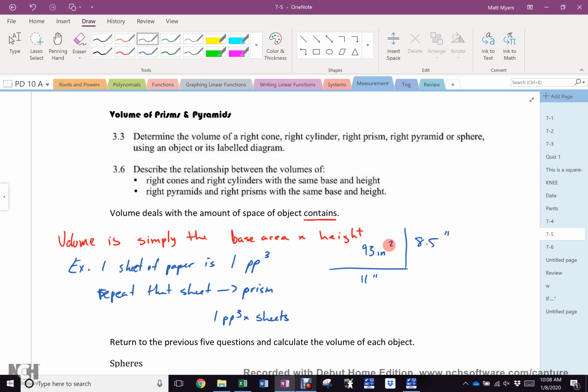Okay. So now, you're smart kids. 93 inches squared. What's this one? 93 inches squared. What's this one? 93 inches squared. Does everyone agree? Okay. Now, how many times have I repeated it? Three times. So right now, the volume of this prism is 93 inches squared times what? 3. Everybody cool? All right. Now, that's not really how it works, but that is the thinking that goes behind what we are doing.